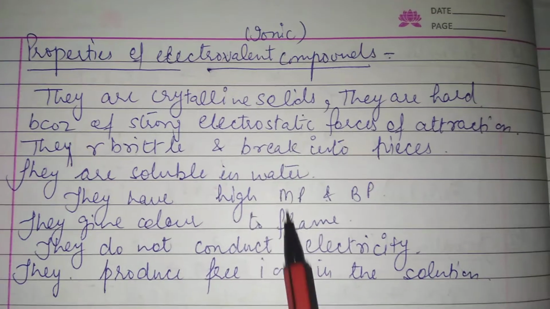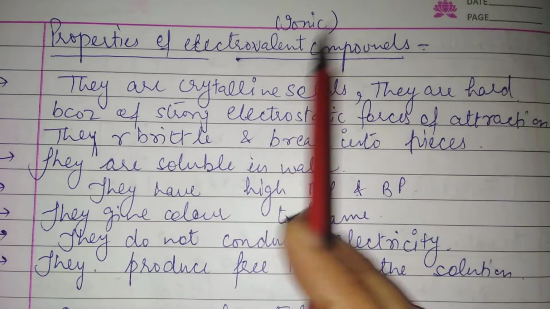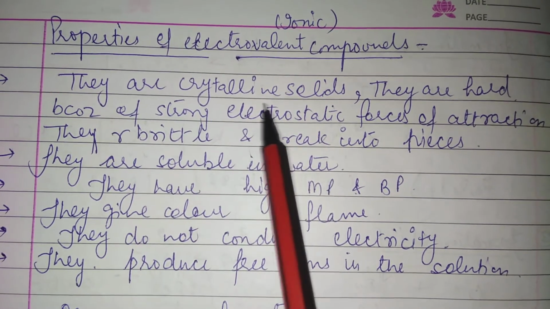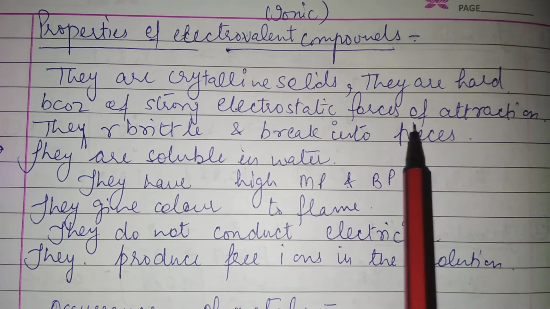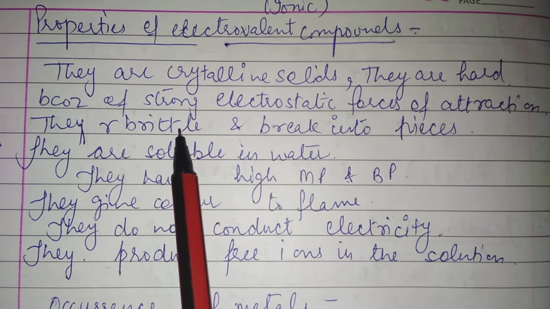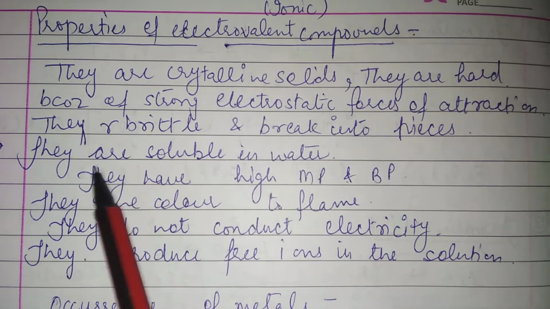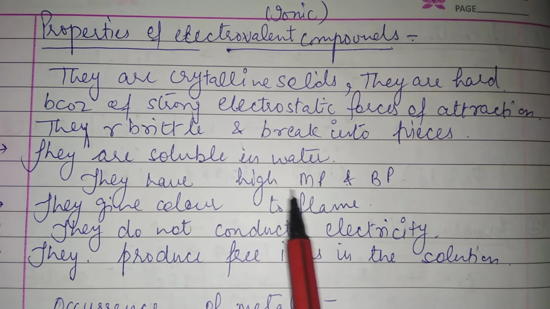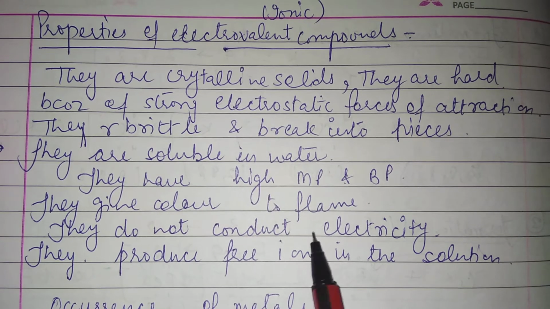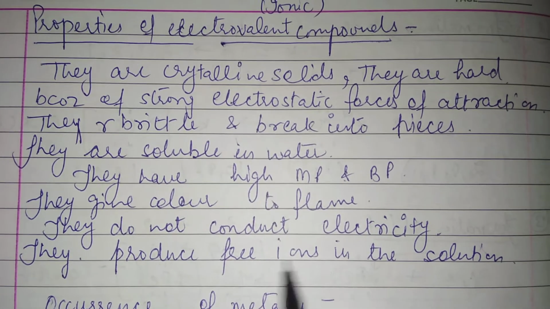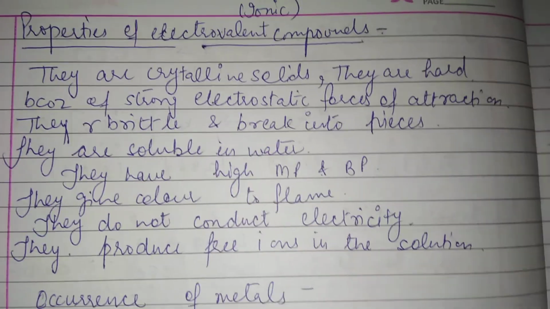Next are the properties of electrovalent compounds, or you can say ionic compounds. They are crystalline solids. They are hard because of the strong electrostatic forces of attraction. They are brittle and break into pieces. They are soluble in water. They have high melting and boiling points. They give color to the flame. They do not conduct electricity in the solid state. They produce free ions in solution.